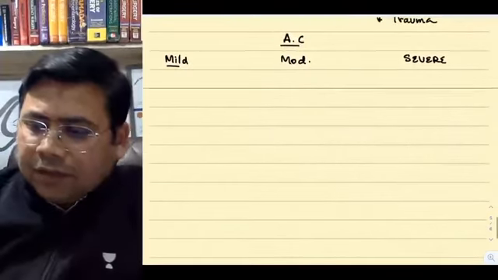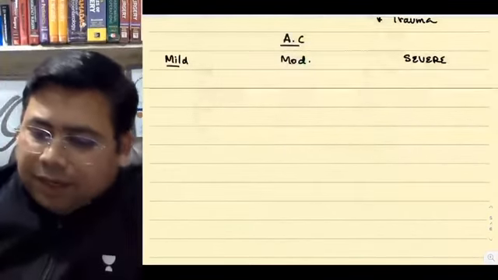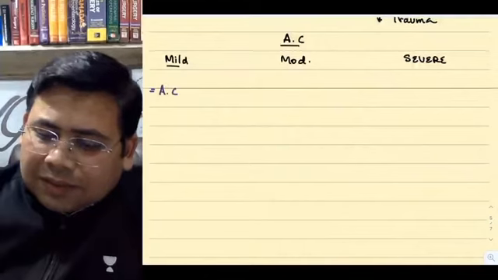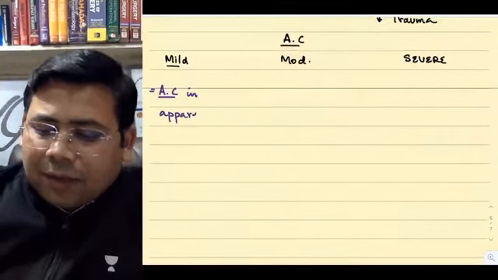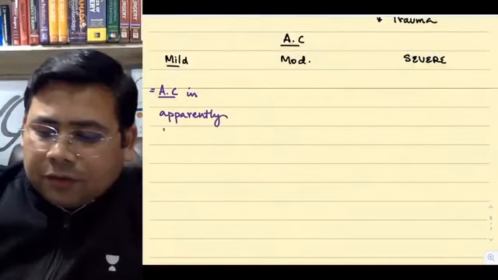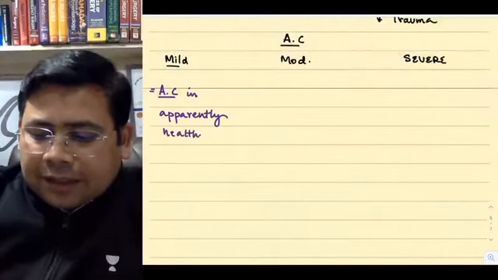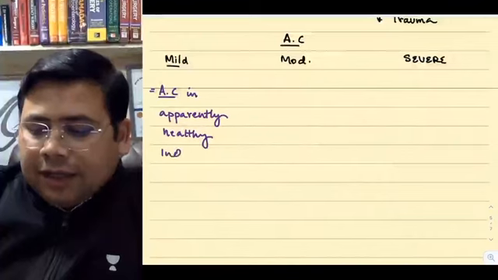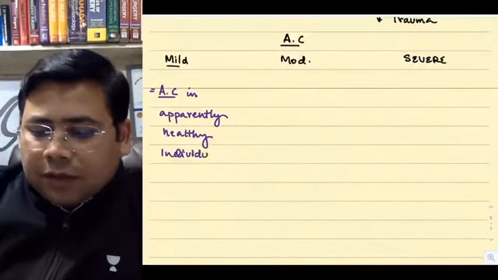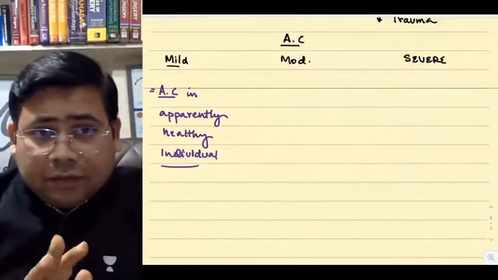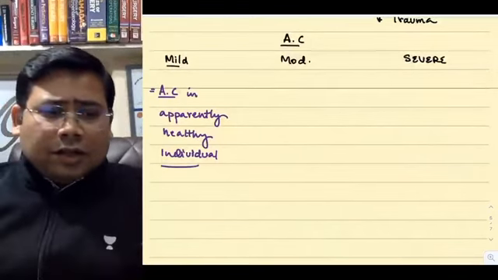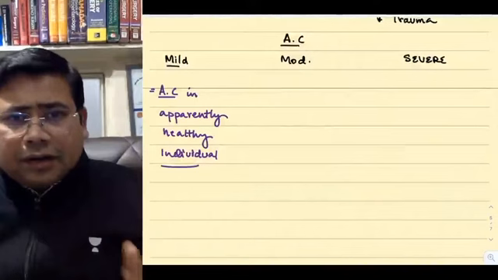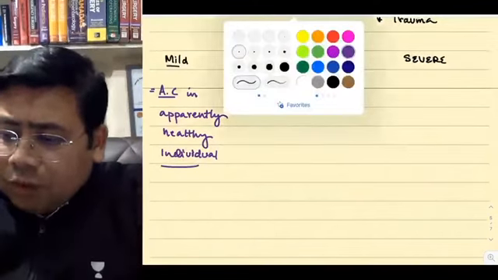Mild, moderate and severe. Let us see what they are. Mild is acute cholecystitis in an apparently healthy individual. Yes or no? Yes. Everything is okay. The patient presented to you with pain and you went for ultrasound and a stone was detected.